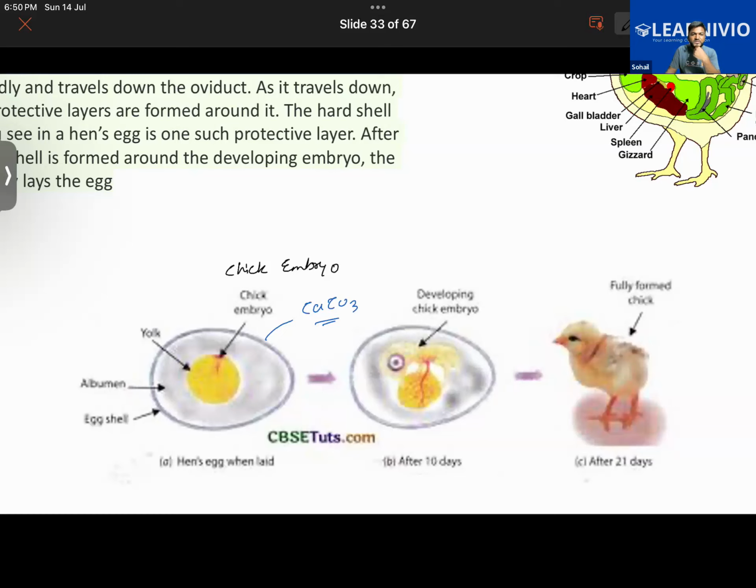But normally the white egg coming from the poultry farms is usually unfertilized, because there are two kinds of hens, right? One is broiler, another one is layers. Layers are hens that are domesticated for egg production only, while broilers are bred and raised for meat production.